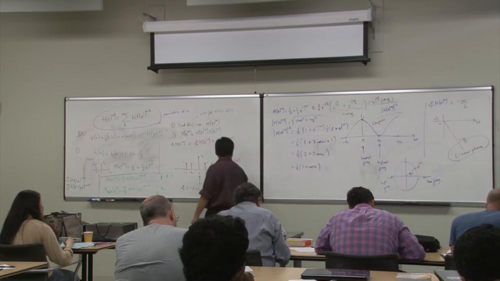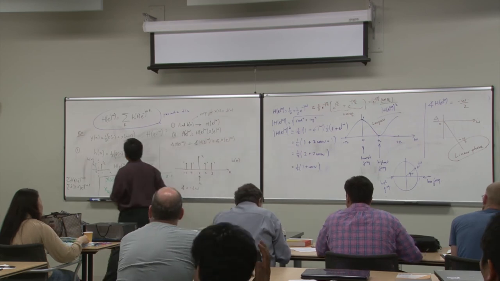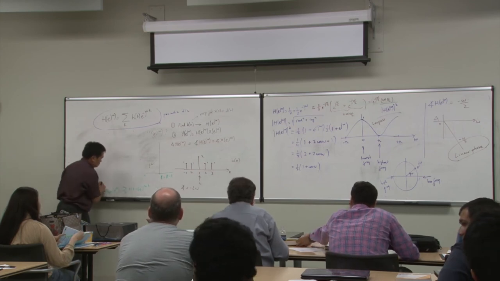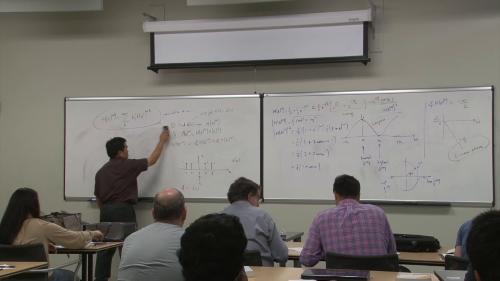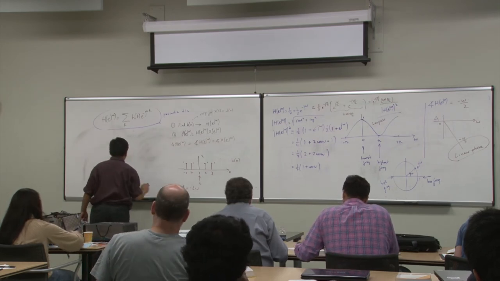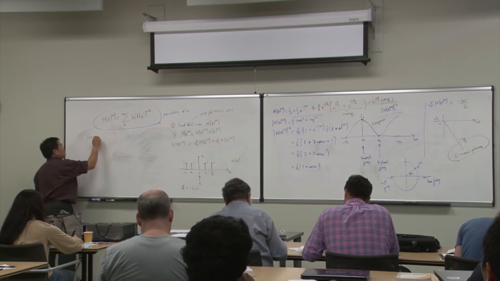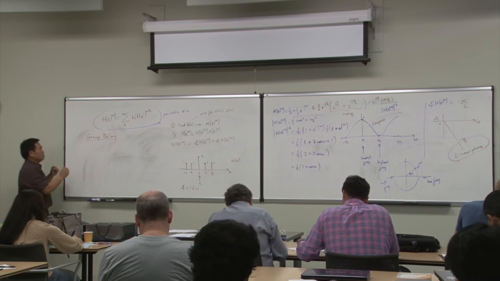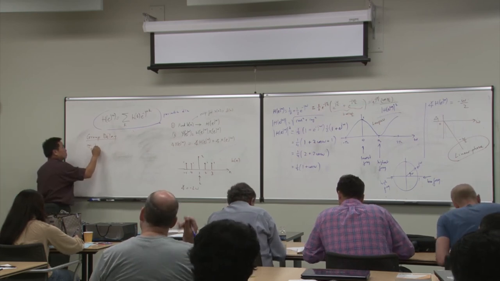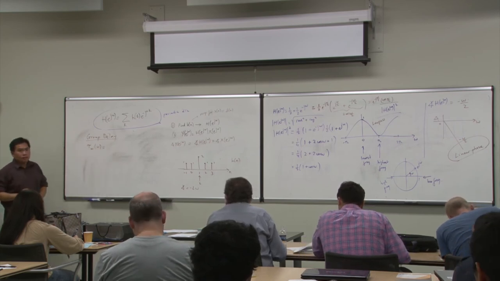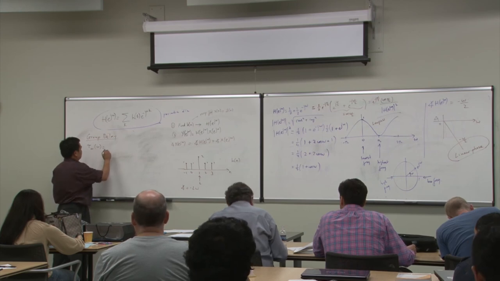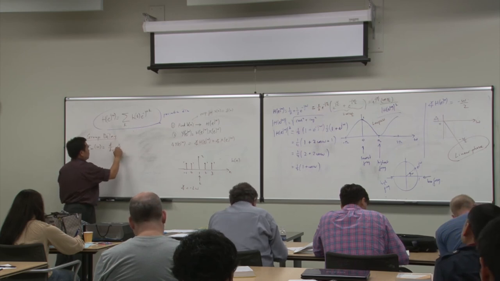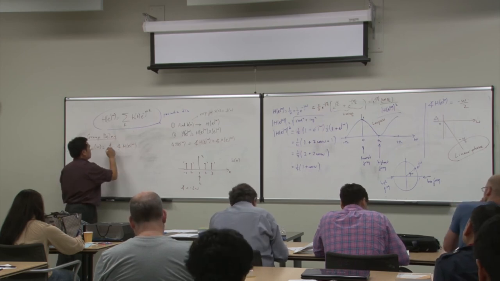Now, there's another notion that's called group delay. So we know, we talk about phase response. The definition for group delay is tau of h of omega is the derivative, d by d omega, of the phase response, with a minus sign.